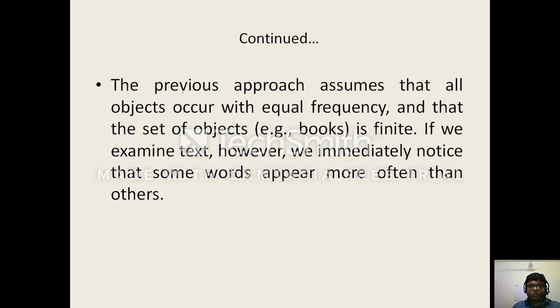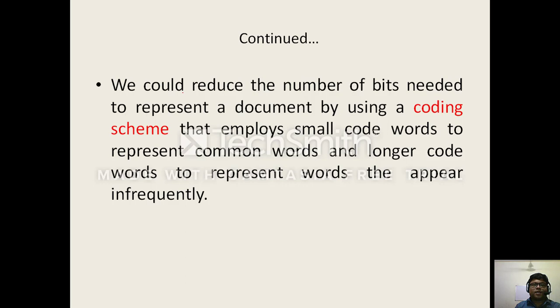The previous approach assumes that all objects occur with equal frequency and that the set of objects, that is books, is finite. If we examine text, however, we immediately notice that some words appear more than others. We could reduce the number of bits needed to represent a document by using a coding scheme that employs small code words to represent common words and longer code words to represent words that appear infrequently.